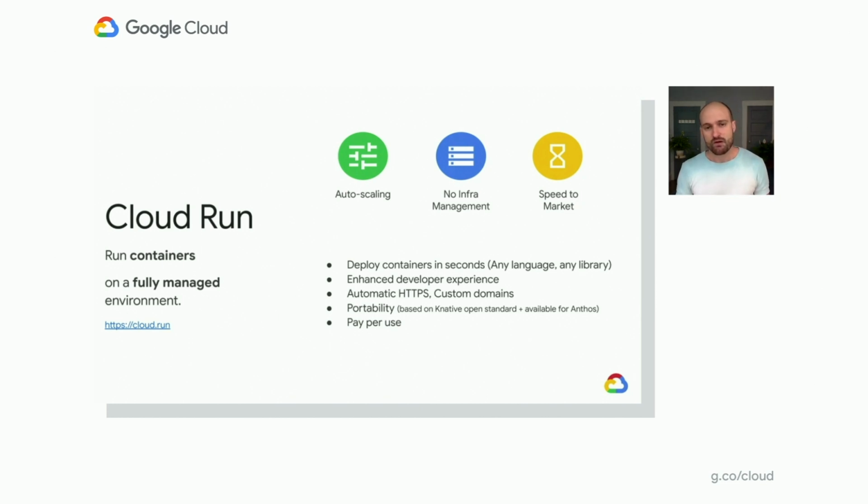Cloud Run is portable. First, because it accepts the container standard as an input, but also because it is based on Knative, an open source project that allows you to run serverless workloads anywhere. Cloud Run is also available for Anthos, allowing you to run the same Cloud Run workloads in your own cluster, be it on Google Cloud, on other clouds, or on-prem. And finally, Cloud Run is pay per use. You literally only pay for when your containers are processing requests, rounded up to 100 milliseconds. So with that, let's dive in.